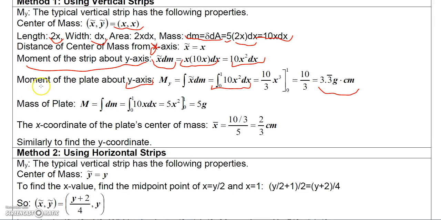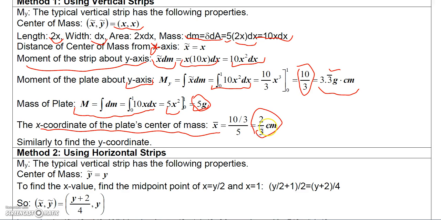And then to get the mass of the plate, I actually have to integrate the dm, which we determined up here was 10x dx, and if you integrate that, you get 5x squared, and then you integrate that from 0 to 1, you get 5 grams. And then putting it all together, remember that the x coordinate of the center of mass would actually be this value right here, 10/3, divided by this value, 5. And so when you take 10/3 and divide it by 5, you actually get 2/3. So the x value of the center of mass would be 2/3 centimeters.